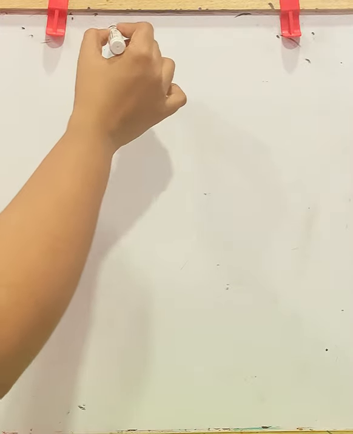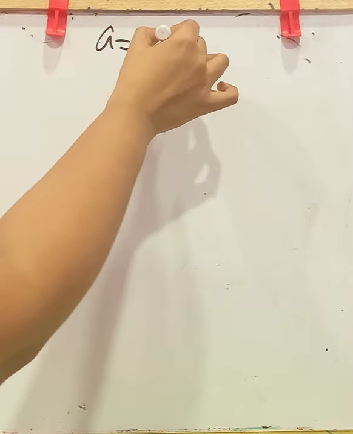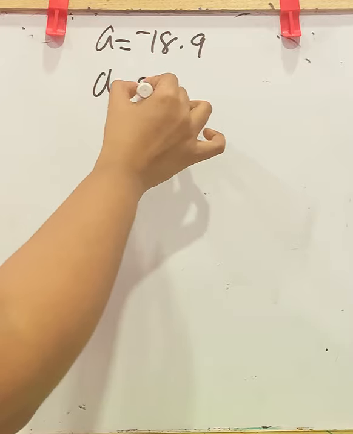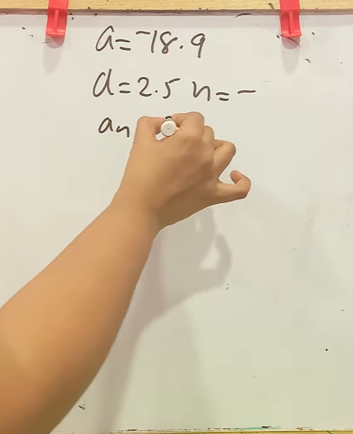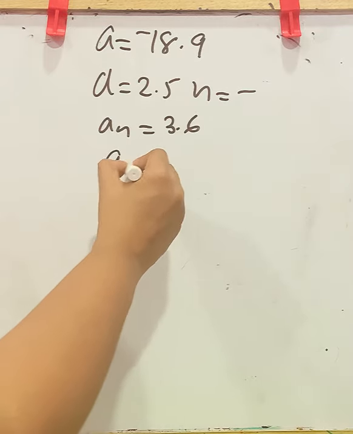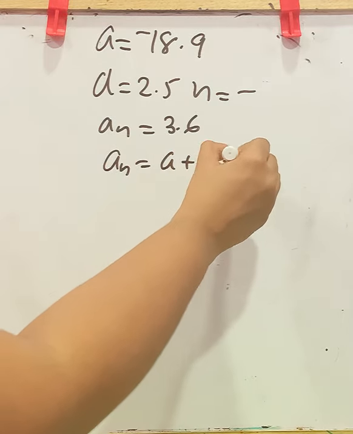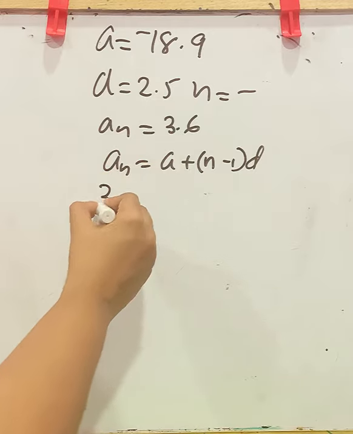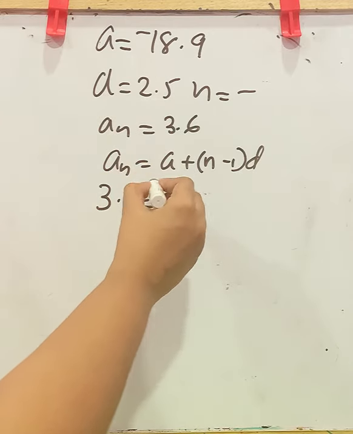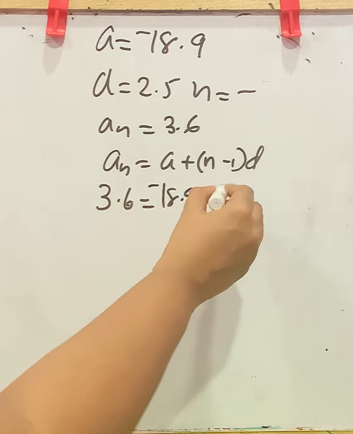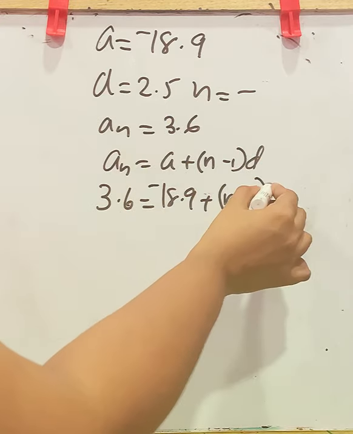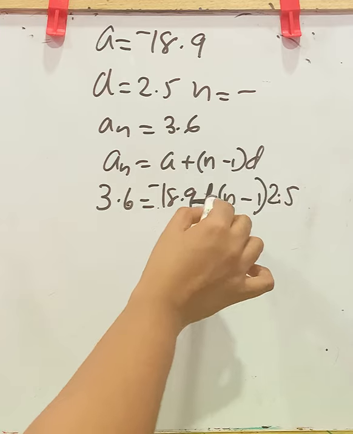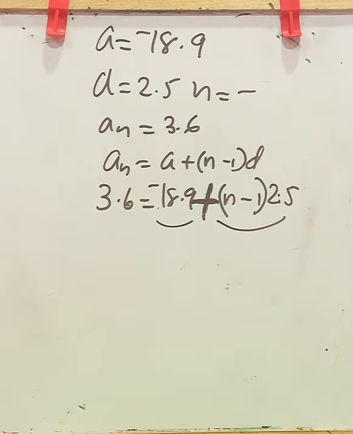Next, a equal to negative 18.9, d equal to 2.5, n equal to dash and an equal to 3.6. An equal to a plus n minus 1 into d. An is here 3.6 equal to a is negative 18.9 plus n we don't know, minus 1 into d is 2.5. This addition, differentiate this to two terms.